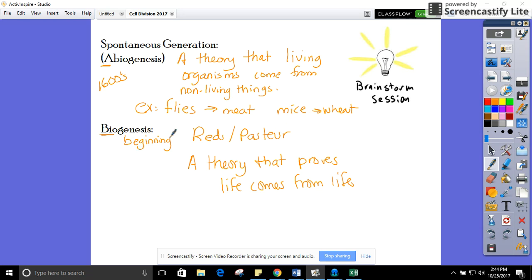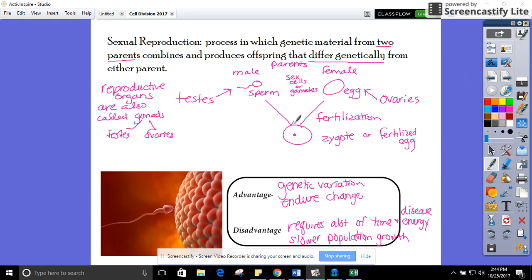So Redi and Pasteur set up controlled experiments that proved the theory of biogenesis, that life comes from life. So these are two scientists you want to know. You want to read about their research and how they went about a controlled scientific experiment.